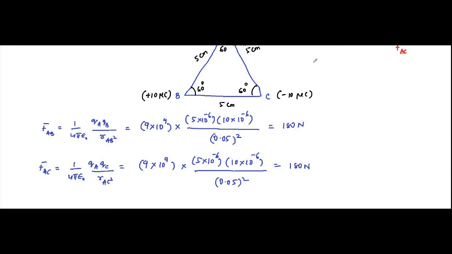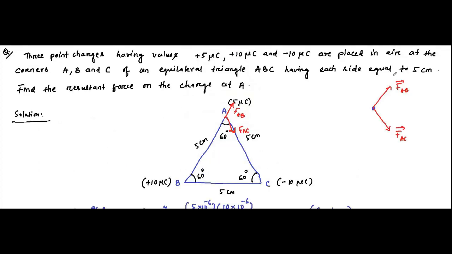So here, because both are positive, it will be a repulsive force. Here, as this is positive and this is negative, it will be an attractive type force. Minus sign means that. So we have got FAB equals 180 Newton, FAC equals 180 Newton.